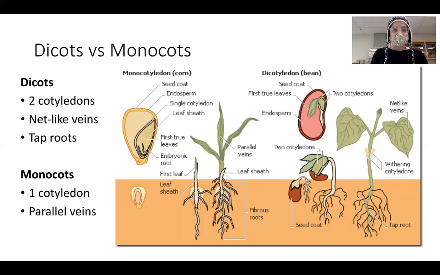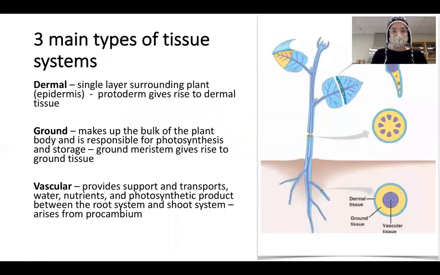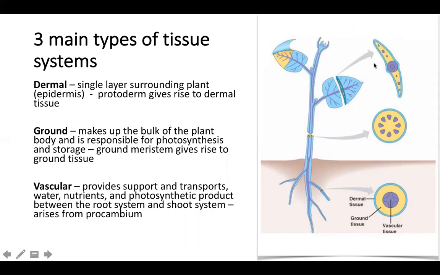Okay, so after going into dicots and monocots, the main thing that you're going to be looking at in lab is the different ways that tissue systems are organized in monocots and dicots. And just a brief reminder about what these systems are: we have three systems that matter, and I'll minimize myself here so you can see this.